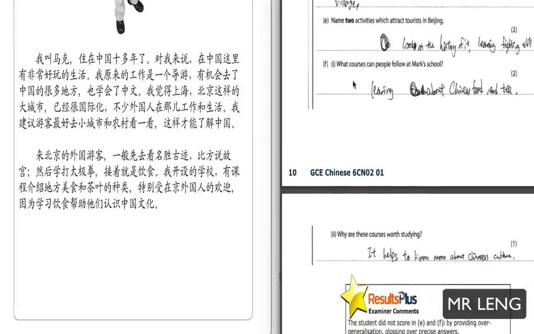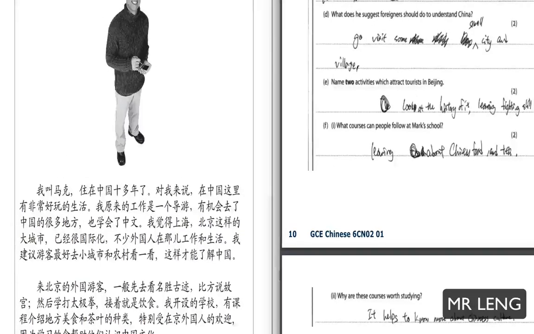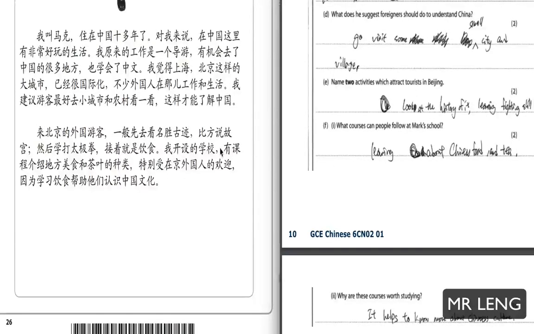The last question, F, has 2 sub-questions. 1. What courses can people follow at Mark's school? Who's Mark? This person is Mark. When does he talk about the school? Here it is. And what course?